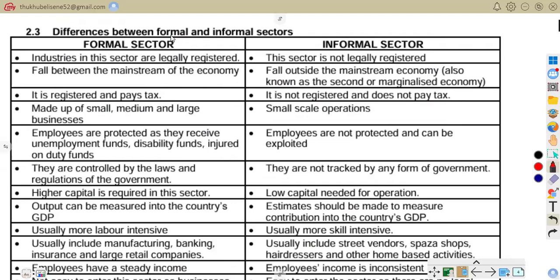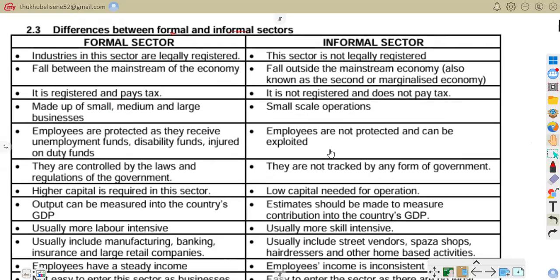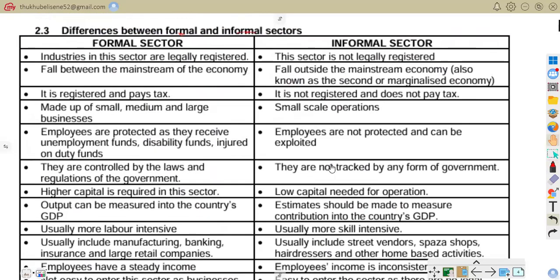So let us move on to the differences between the formal as well as the informal sector. This is where we are now. We're going to talk about these differences.